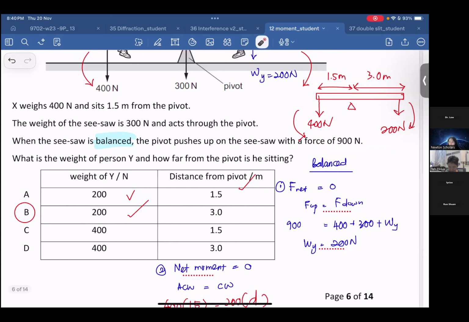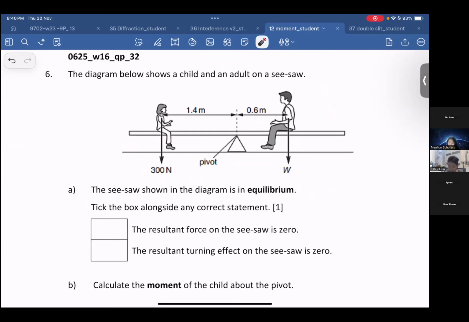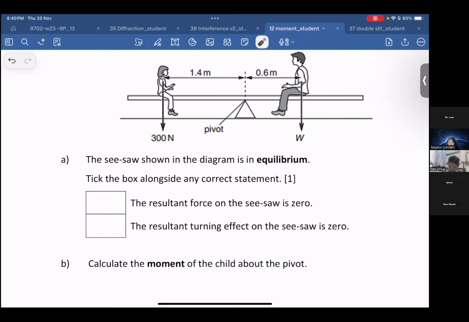Okay, Lydia goes to page number 7. Okay, the diagram shows a child and an adult. The seesaw in the diagram is balanced, in equilibrium. Tick the box alongside any correct statement. Okay, which one is the correct statement?